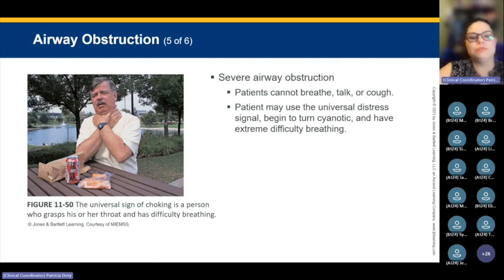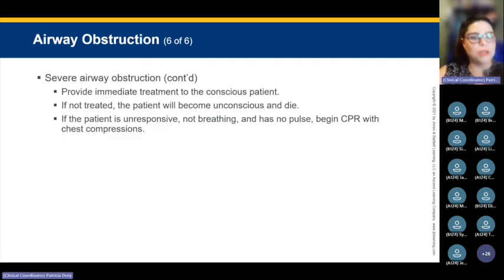These are the patients with the severe airway obstruction: they can't talk, they can't breathe, they can't cough, they can't do anything. And anxiety goes through the roof immediately. And they're going to use that universal distress signal. And it's universal because we all know what this means. I'm choking. So that's why it's universal. Provide immediate treatment to your conscious patients, and we know how to do that, right? We know what to do.